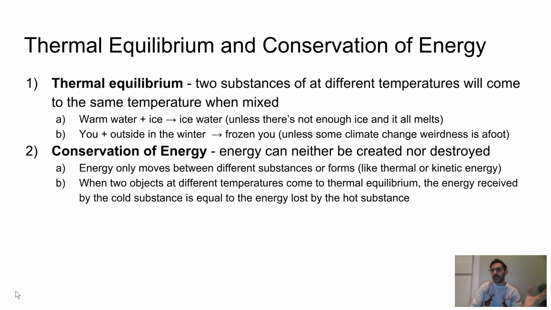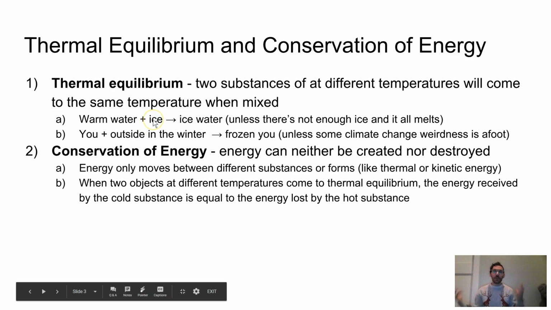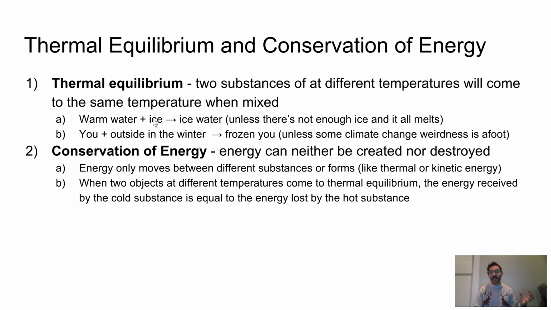When two objects at different temperatures come into thermal equilibrium, the energy received by the cold substance is going to be equal to the energy lost by the hot substance. Let's think about the ice and the water. When we put that warm water together with the ice, the warm water is going to lose heat to the ice. Some of the ice will probably melt, but the heat is not going to go anywhere else but between those two things, assuming they're well insulated.